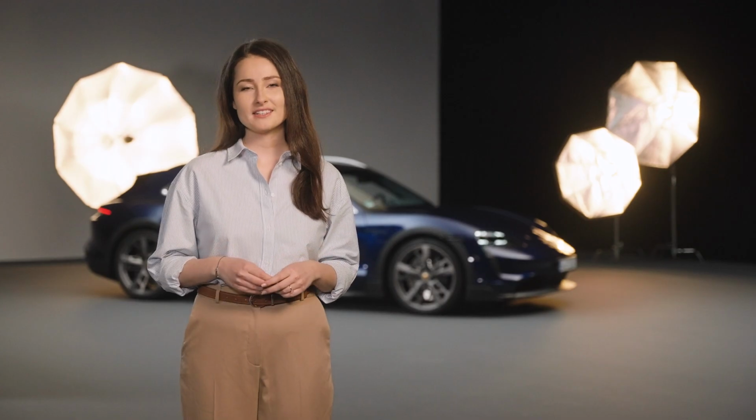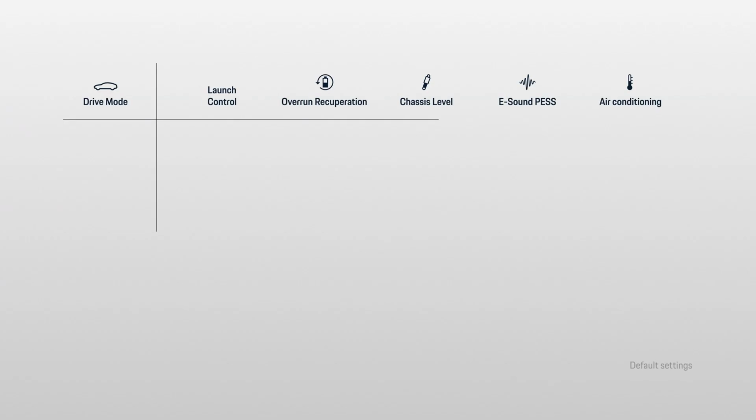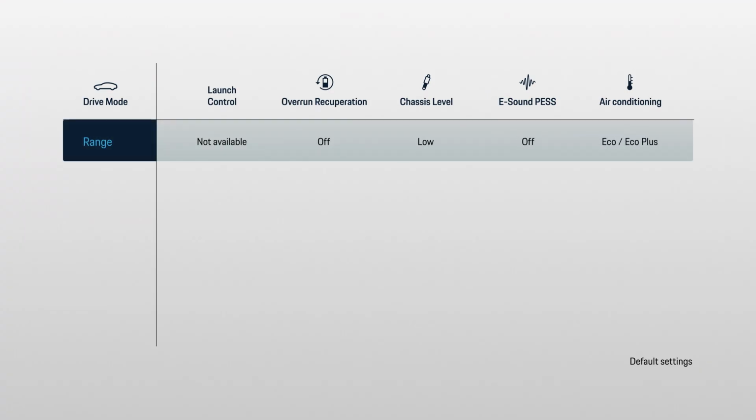Depending on the model and equipment, the following common driving modes can be selected. Range is for efficient and consumption-optimized driving. In this driving mode, the top speed is limited to a range of 90 to 140 km per hour, but can always be overruled by pressing the accelerator pedal.